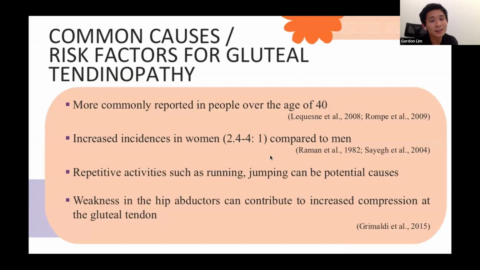There are many studies that looked into the common causes as well as risk factors of gluteal tendinopathy. Loquesti et al. 2008 and Rompe et al. 2009 found that it is more commonly reported in individuals above the age of 40. Depending on which study, there's also an increase in incidence of this condition in women compared to men, with a ratio of 2.4 to 4:1.